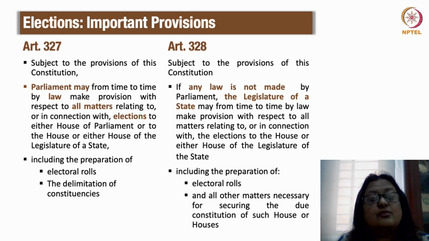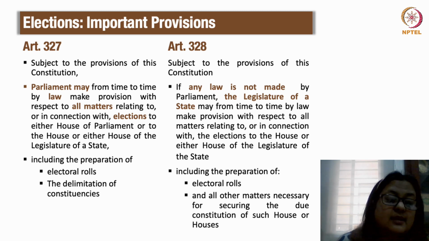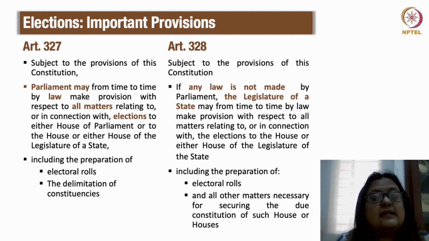Now, electoral rolls are prepared by the Election Commission. The legislature can make legislation regarding the preparation of electoral rolls, and the Election Commission can make rules, regulations, or orders regarding the electoral rolls. As for the delimitation of constituencies, the Delimitation Commission of India derives its powers under the Delimitation Act made by the Parliament.